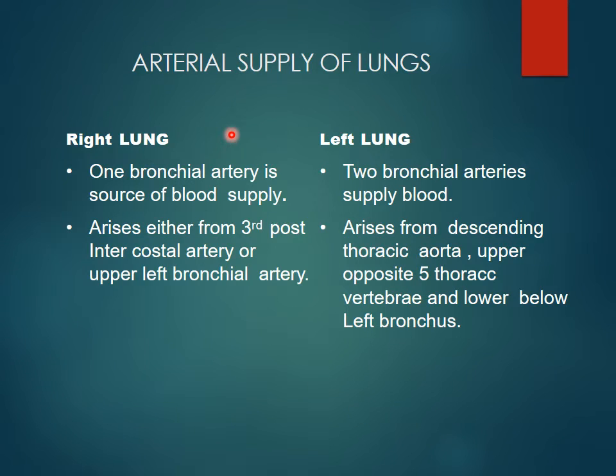Now we will discuss the neurovascular supply of the lung. First, the arterial supply of the lung. The right lung is supplied by only one bronchial artery. Basically, the bronchial artery gives nutrition to the lung mass. It arises from the third posterior intercostal artery or the upper left bronchial artery, while the left lung is supplied by two bronchial arteries. These arise from the descending thoracic aorta, the upper opposite the 5th thoracic vertebra, and the lower below the left bronchus.